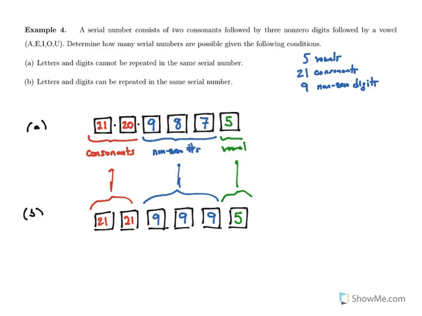Then to get our answer, we multiply all of these numbers together. First one, we get 1,058,400. And in the second, 1,607,445.